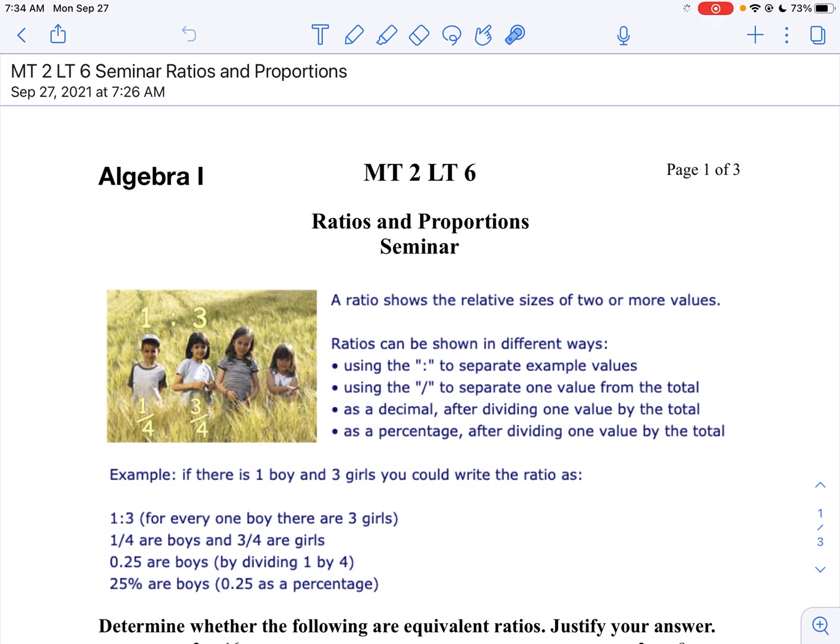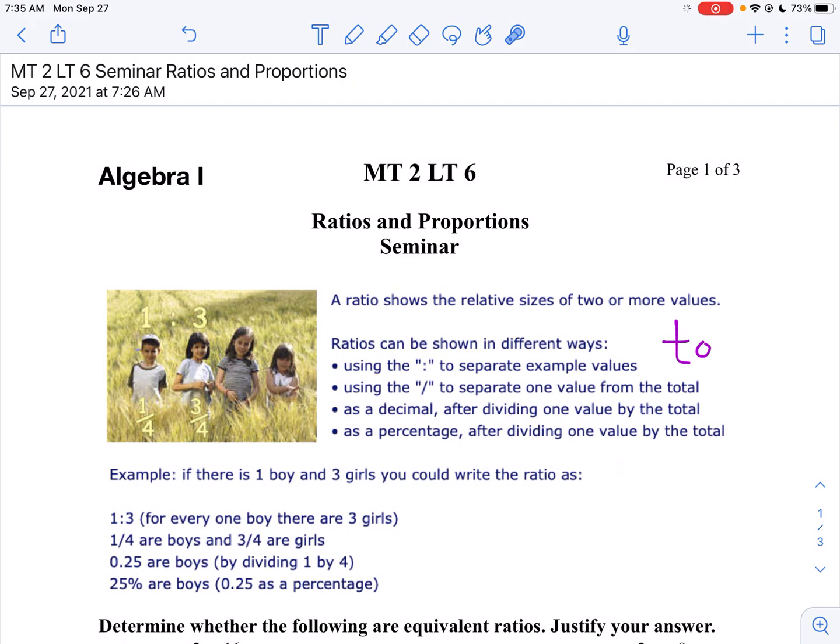Now, you can show a ratio with a colon. You can show it with a fraction. One thing I didn't write down, you can show it with the word "to," like 1 to 2. You can show it as a decimal, and you can show it as a percentage. I've got some examples down here. As a decimal, when you see 0.25, that means 25 out of 100, because 0.25 is 25 hundredths, and we reduce that to 1 to 4. Same thing with a percent. That would be out of 100, and then you reduce that percent.